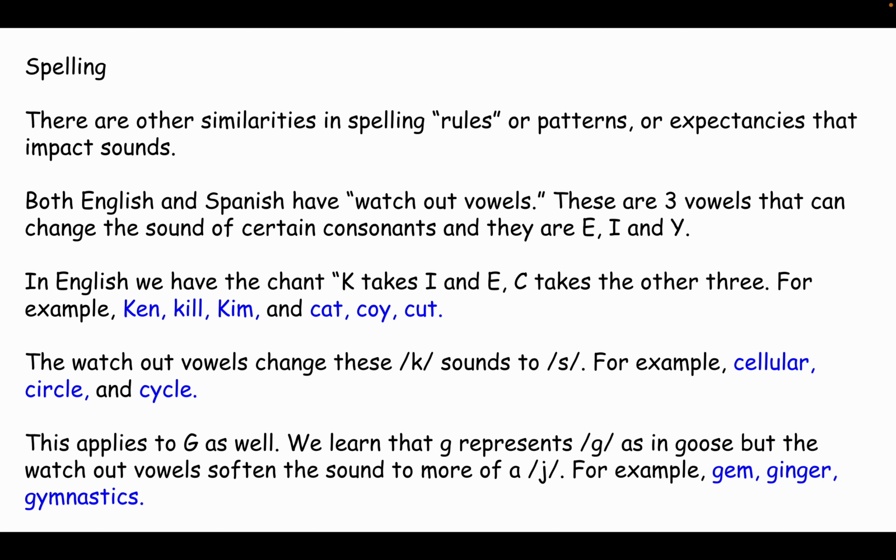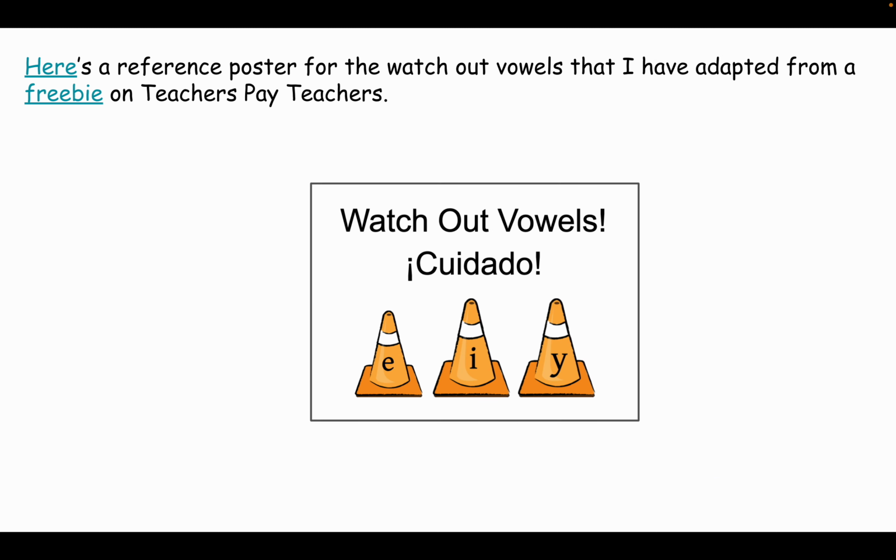This applies to the G as well. We learned that the G represents the sound G, as in goose. But the watch-out vowels soften the sound to more of a J. For example, gem, ginger, gymnastics. Here's a reference poster for the watch-out vowels that I've adapted from a freebie that I found on Teachers Pay Teachers.